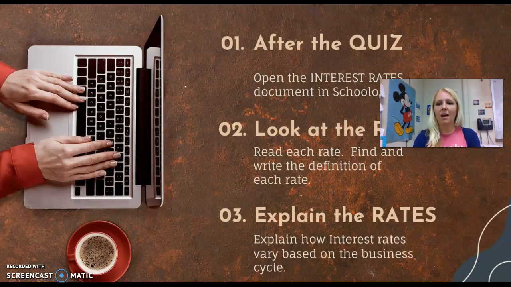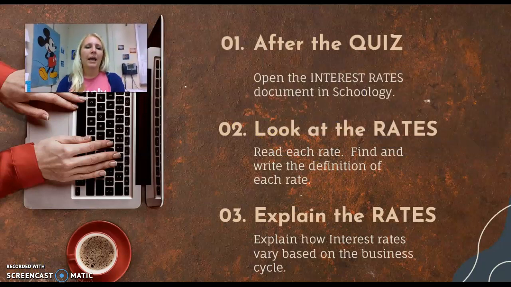Then, after the quiz, I want you to go through and look at the document on Schoology called Interest Rates. I want you to look at all the terms, and then I want you to look them up. Look up what they are. Read each of them, and then write the definition of each rate. Then at the end, I want you to write just a short paragraph, maybe 3-4 sentences, explaining how interest rates vary based on the business cycle.